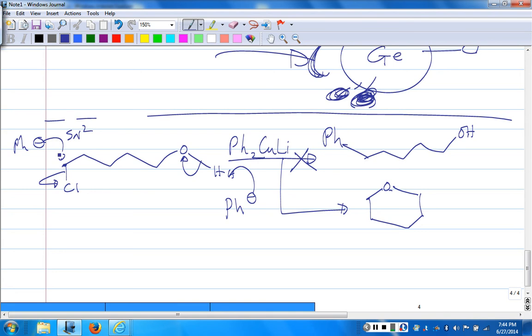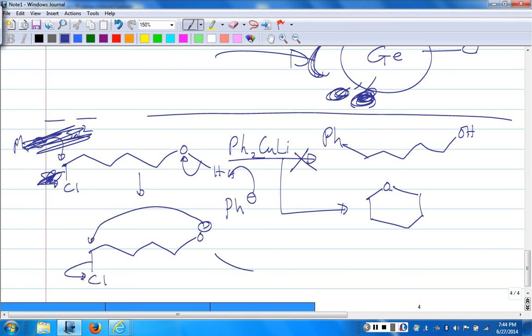So when I treat this compound with lithium diphenyl cuprate, none of this happens. Instead, this is what occurs. I would have set loose into my molecule, intramolecularly, a good nucleophile in a molecule that has a good electrophilic site. So the head simply bites the tail, and I get an intramolecular reaction that kicks out chloride and generates this product.